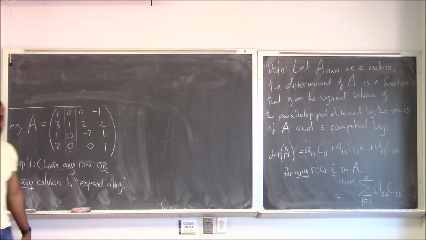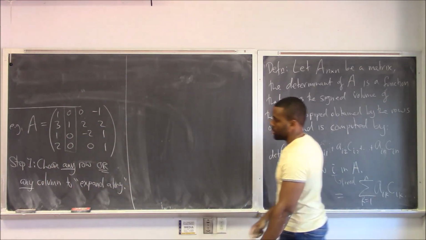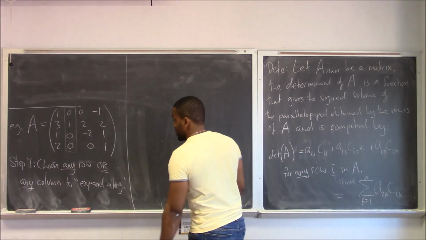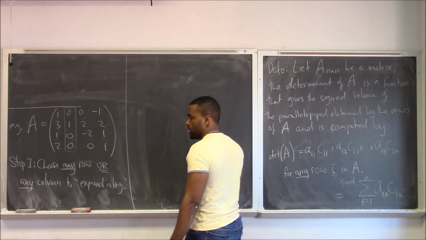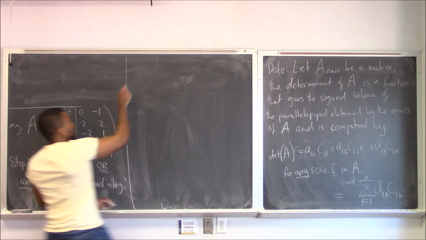Because I'm not a computer, I have to do what's easiest. A computer would just always expand along the same thing. You can program it. So you can choose any row or column, it does not matter. It doesn't have to be the first row. Then you apply the checkerboard of signs.